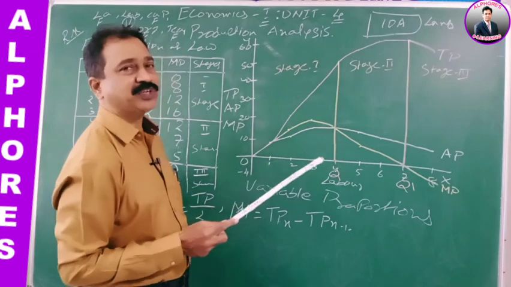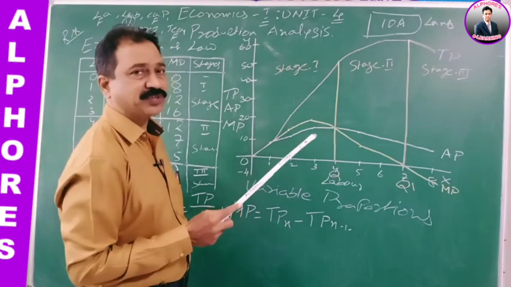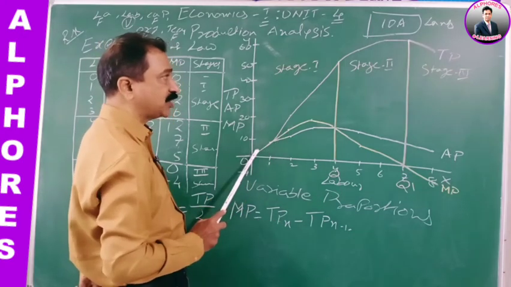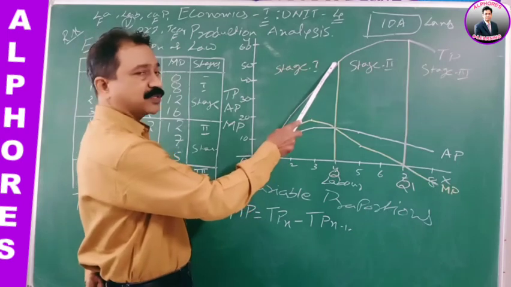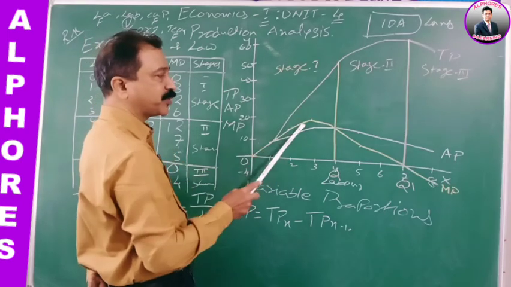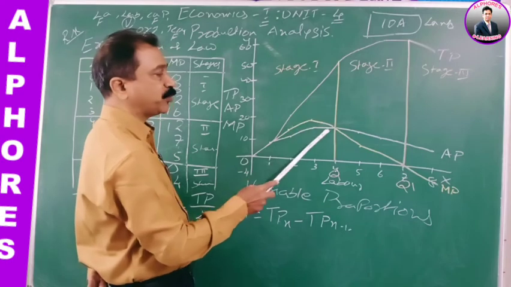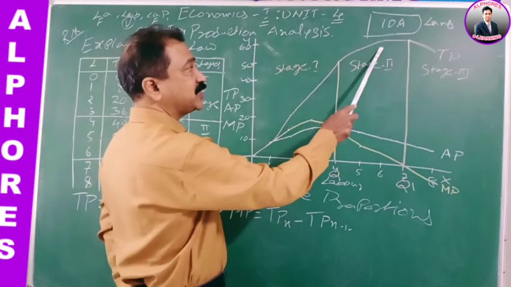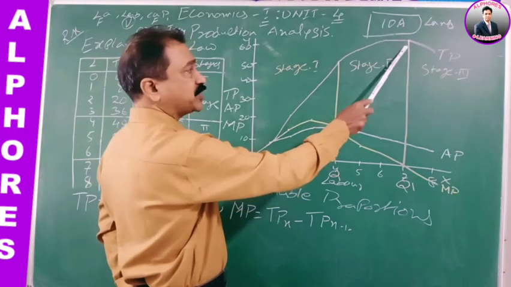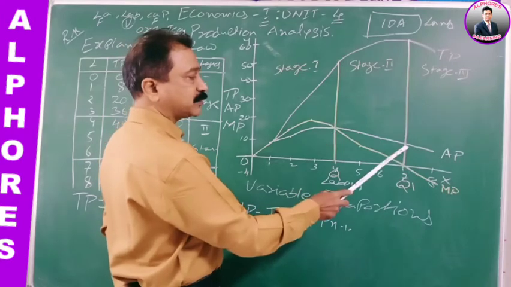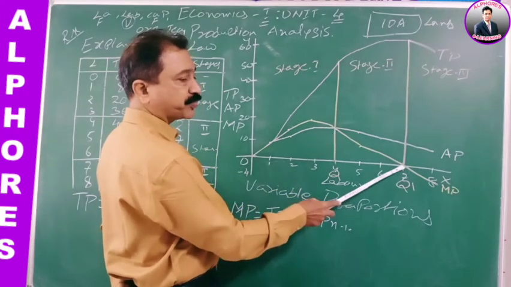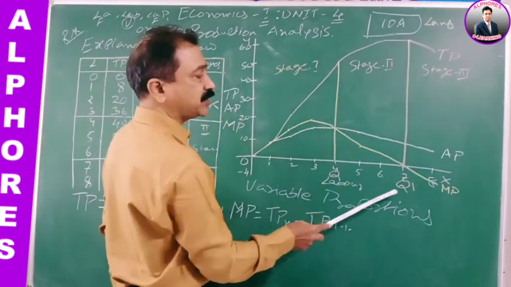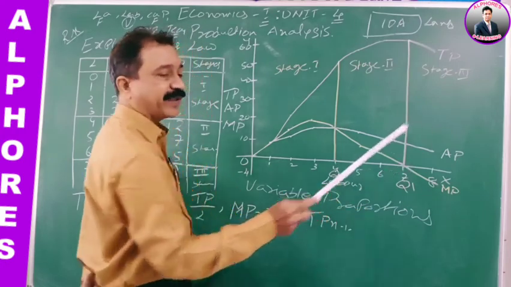Capital has a limitation. Due to all those limitations, by changing only labor, in the first stage returns increase: total product in increasing order, average product increasing, marginal product becomes maximum. In the second stage, total product is increasing but in diminishing order, and it becomes constant, and average product decreasing, and marginal productivity becomes 0. In the third stage, you can see total product decreased, average product is decreasing, and marginal product also becomes negative.